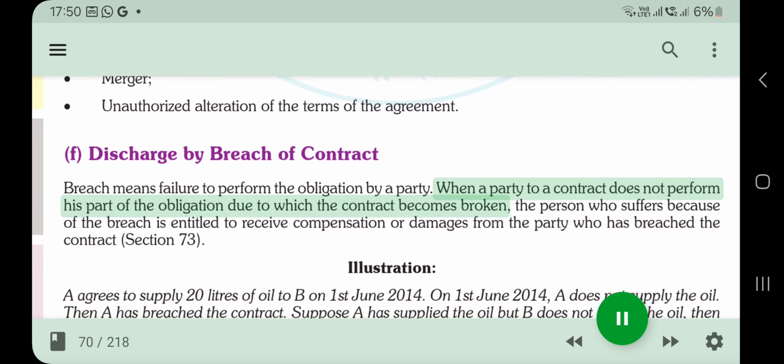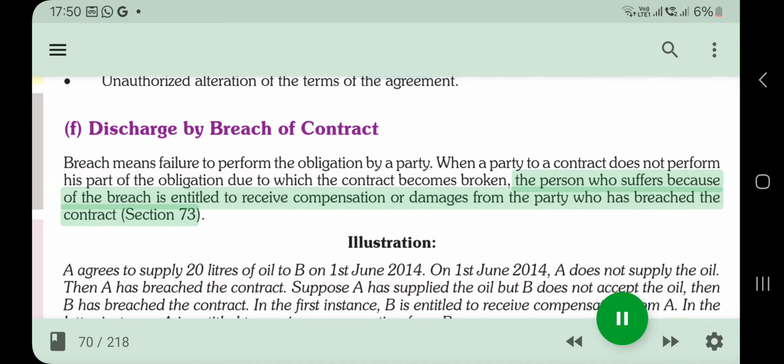When a party to a contract does not perform his part of the obligation due to which the contract becomes broken, the person who suffers because of the breach is entitled to receive compensation or damages from the party who has breached the contract. Section 73.